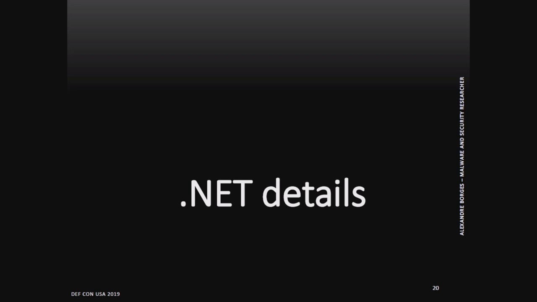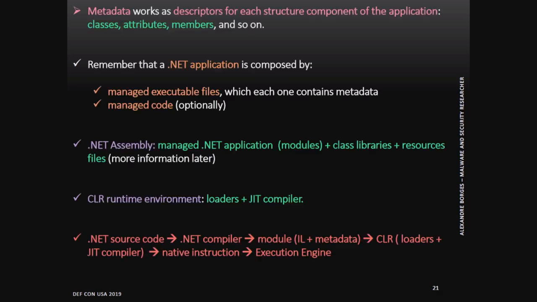There are other .NET details here. Most .NET malwares bring some very important metadata. Metadata is basically information about classes, attributes, and members.